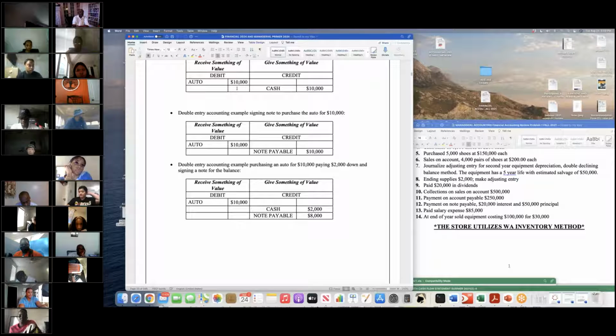At least two accounts, and debits always equal the credits when you make journal entries. Can everybody make journal entries?